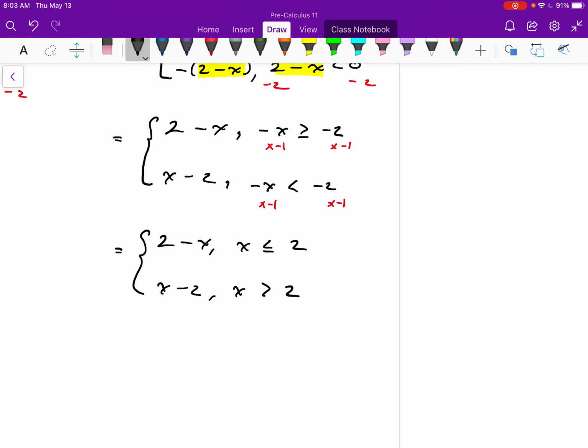That is the simplest form of this. My pieces are very, very clear. If x is less than or equal to 2, I look at the top piece. If x is more than 2, I look at the bottom piece. That's it. I don't have to do any little logic puzzles in my head.